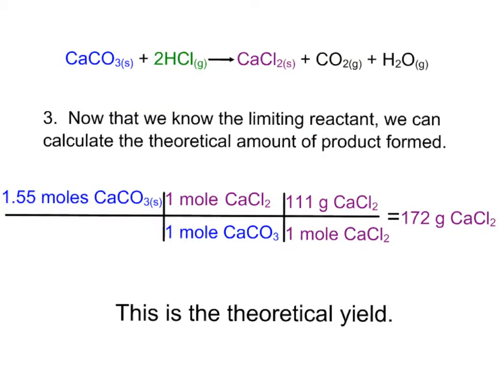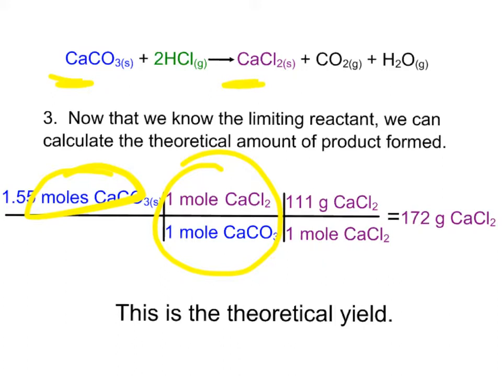Since we know the limiting reactant, we can now calculate the theoretical amount of product formed. So here are the number of moles of calcium chloride from the previous calculations. We have a 1-to-1 mole ratio between calcium carbonate and the calcium chloride product. So we put that into our formula, and then we multiply by the molar mass for calcium chloride, and we get 172 grams of calcium chloride.